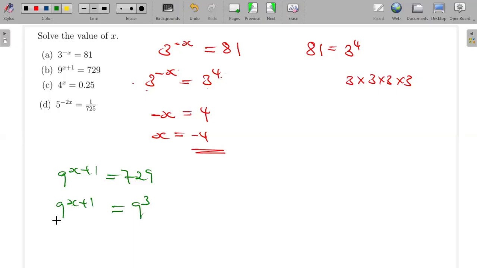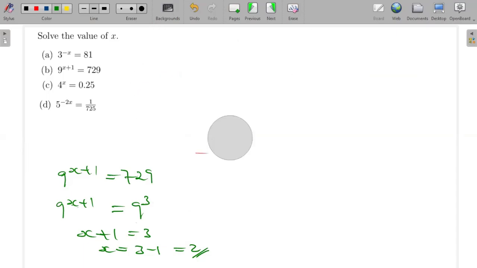Then since they have the same base, I can equate the exponents. So I have x plus 1 to be equal to 3, such that my x is going to be equal to, the positive 1 goes to the other side, the additive inverse, it becomes negative 1. So we have 3 minus 1, and this here is equal to 2. So our x is just equal to 2. So the value of x there is just 2. Okay, let us find the next one.